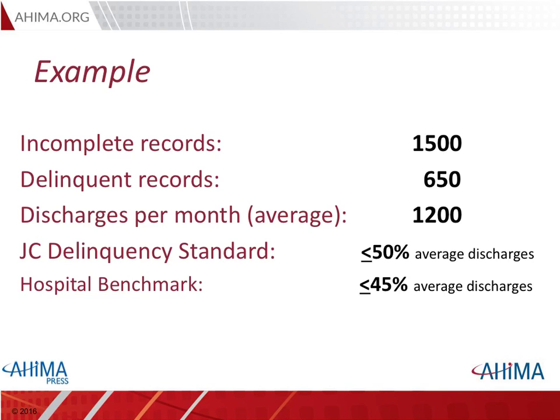We also have to know how many patients, on average, our hospital discharges every month. In this example, our hospital, on average, discharged 1,200 patients each month. So to meet the Joint Commission standard, we cannot exceed 50% delinquency rate. As I mentioned earlier, hospitals will oftentimes set their benchmark a little lower because they do not want to push the absolute limit of the Joint Commission. So our hospital set our benchmark at 45%.